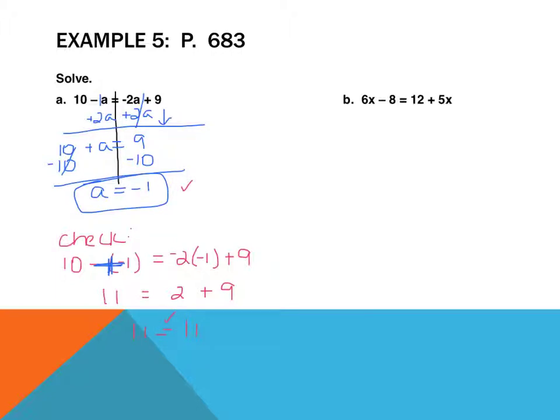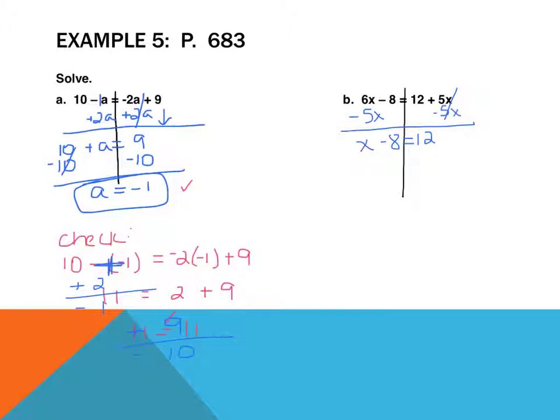Alright, so on B, we'll start off again with my balance line. And then I'll subtract a variable from one side, either side, it doesn't matter which one. So again, I'm going to choose to cancel from the right side and leave my x on the left side. Okay, so 5 minus 5 is 0, so I can bring down my 12. And then 6x minus 5x is 1x minus 8.